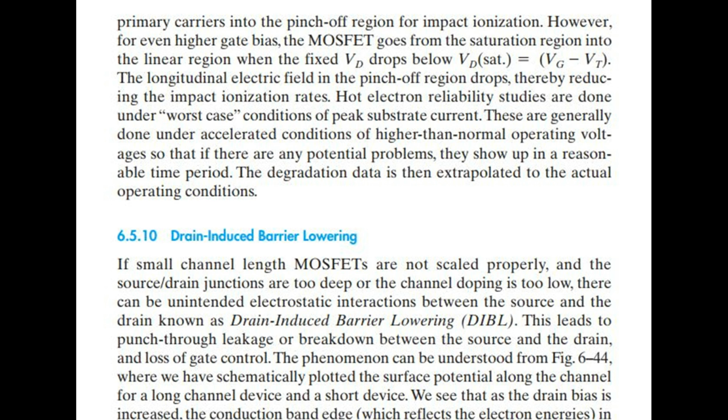Hot electron reliability studies are done under worst-case conditions of peak substrate current. These are generally done under accelerated conditions of higher than normal operating voltages so that if there are any potential problems, they show up in a reasonable time period. The degradation data is then extrapolated to the actual operating conditions.